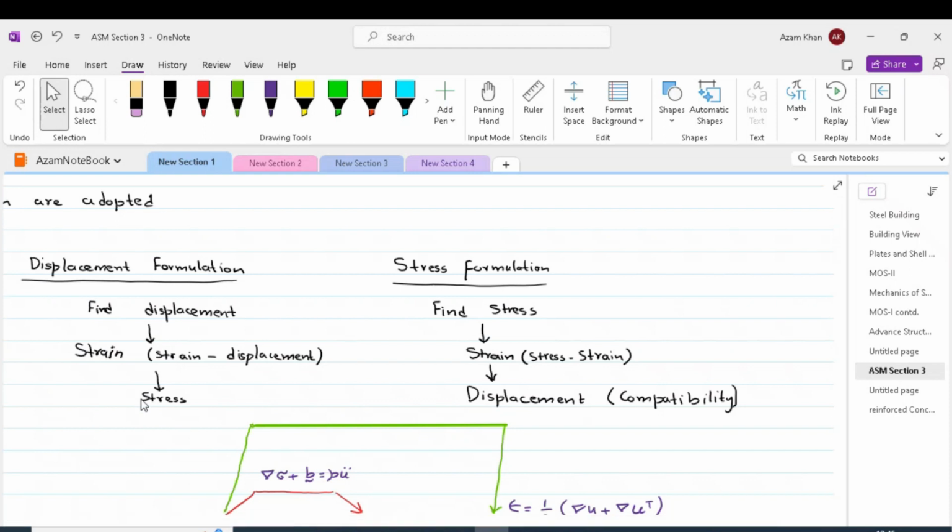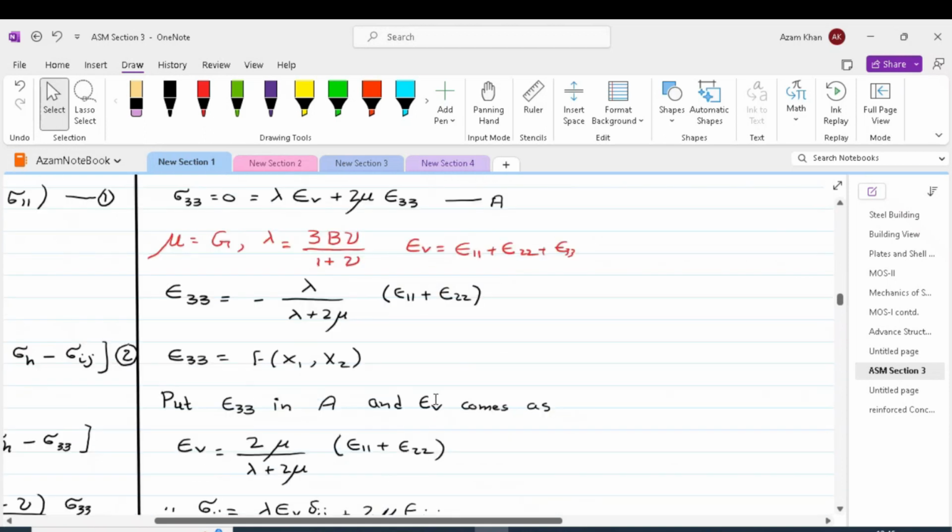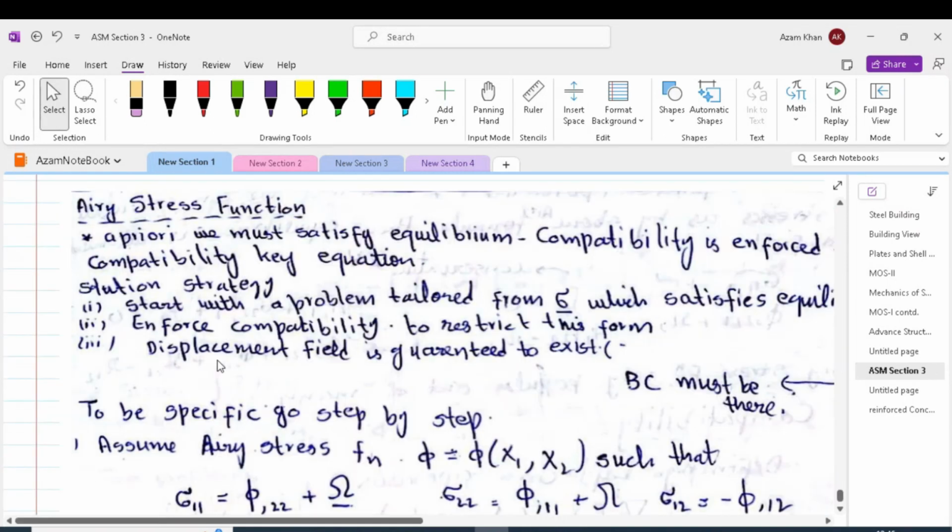In the displacement formulation, we had to ensure the equilibrium. However, the compatibility was already satisfied from the get-go because we started with the compatible displacements. So let us see how stress formulation works. As we said that in the case of stress formulation, we have to start from a stress function which will ensure equilibrium. One of the well-known stress functions is Airy stress function.